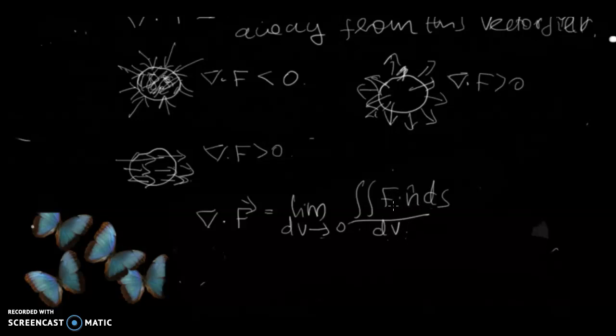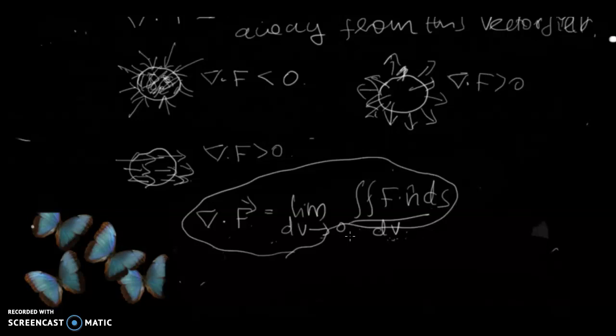So actually this is the total flux per unit volume. Okay, so for the whole volume, this is defined as the double integral of f dot n dS equal to the triple integral of del dot f dV. Okay, this is the meaning of the divergence theorem.